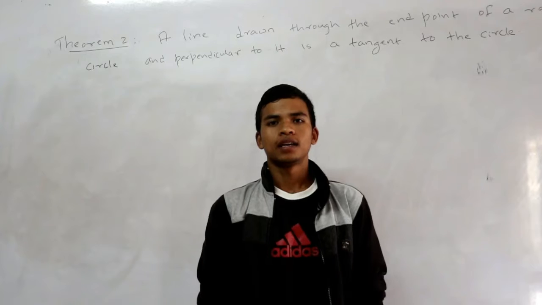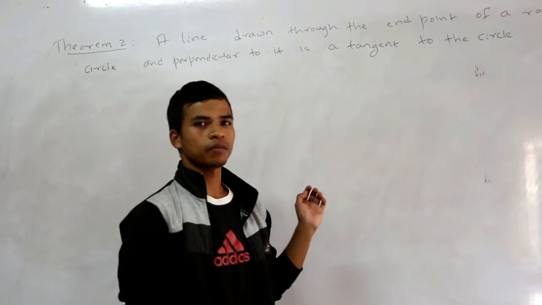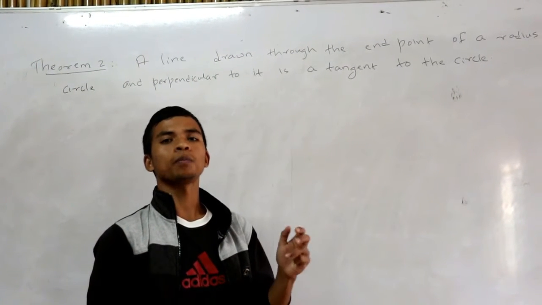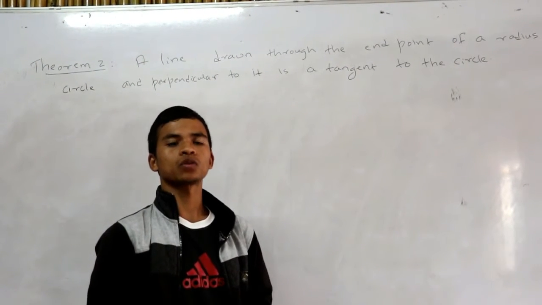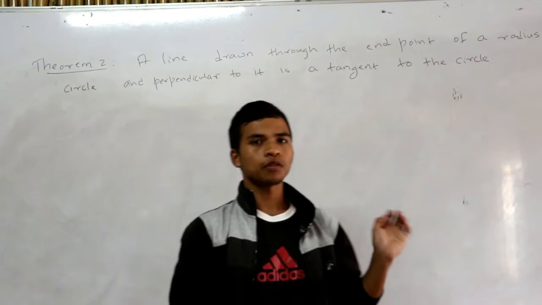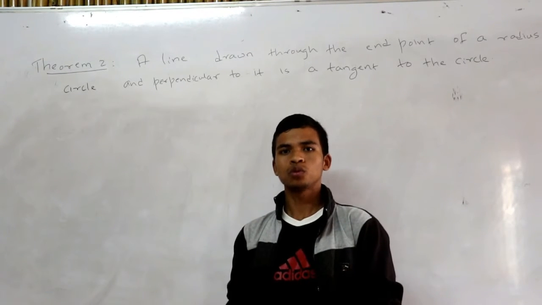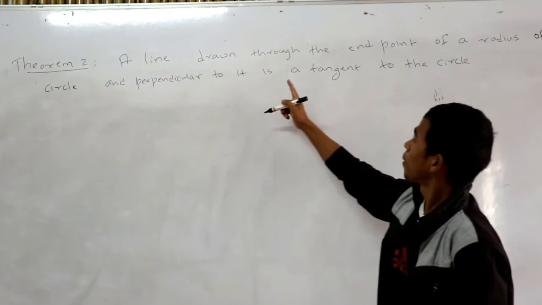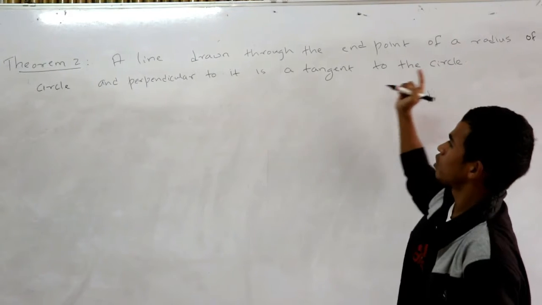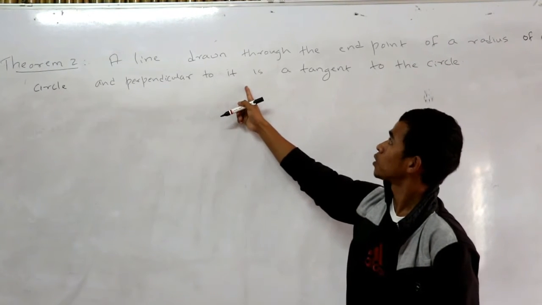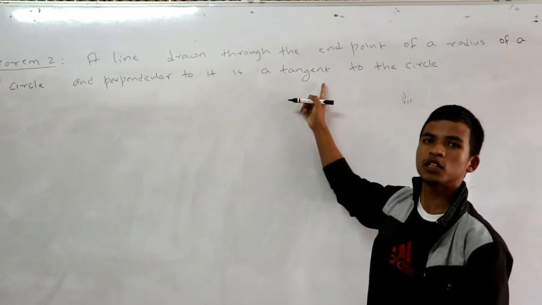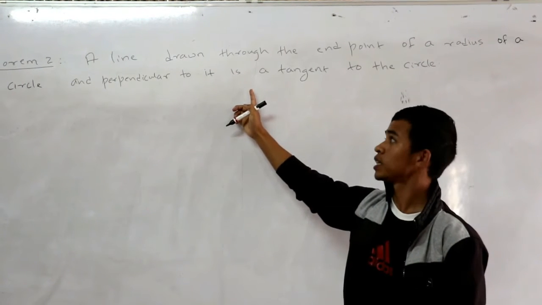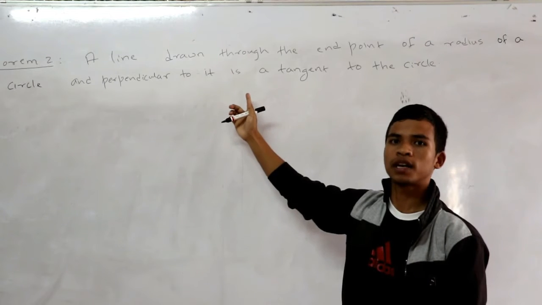So let us begin. Last class we proved the theorem which states that the tangent to a circle and the radius through the point of contact are perpendicular to each other. The converse of that statement is also true, which we are going to do today. That is, if a line is drawn through the endpoint of a radius of a circle and perpendicular to it, then it is a tangent to the circle. Today we are going to do this theorem, which is the converse of that theorem 1.